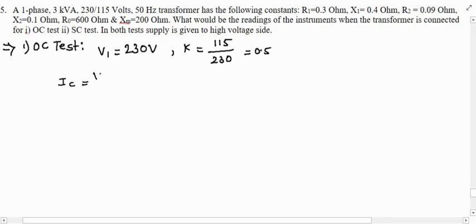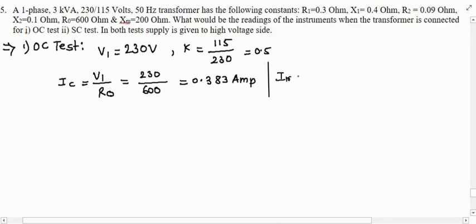What is IC? IC is nothing but V1 upon RC, or R0. It is mentioned as R0 here. What is V1? 230 volt. What is R0? 600. So what is my IC? It will be 0.383 ampere.